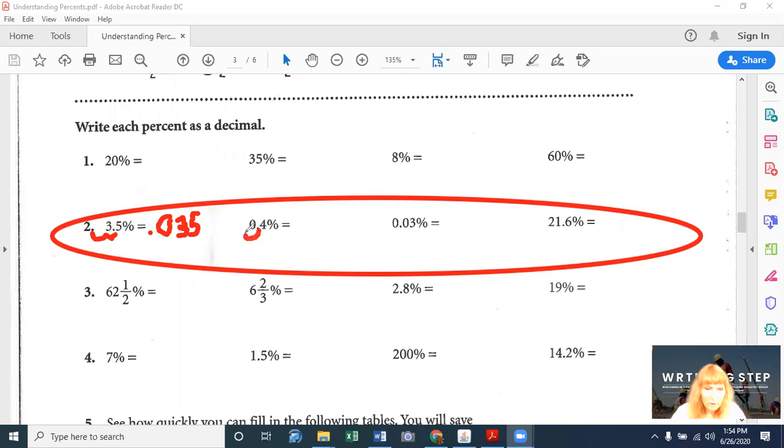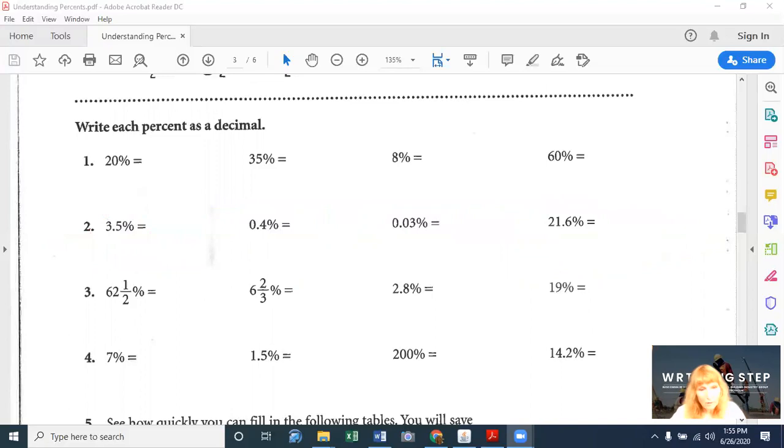0.4%, you move to the left twice, 1, 2. So 0.004. The next one, 2 to the left, 1, 2, fill in with a 0 on the empty space. So be careful on this one, you're going to end up with 3 zeros and then the number 3. And the last one, you're going to move 2 to the left, 0.216. So far, so good? Great, so let's move on.